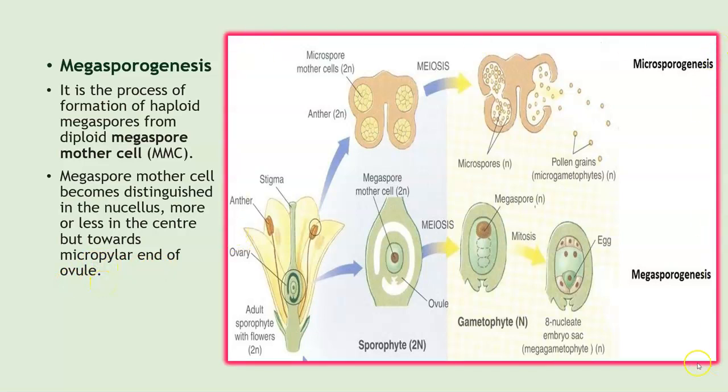Have a look at this image here. It gives you a brief idea about the process of megasporogenesis as well as microsporogenesis. This we have already seen in our previous lecture, that is the formation of your pollen grains. And megasporogenesis is concerned with the formation of the egg, which is going to act as your female gametophyte.